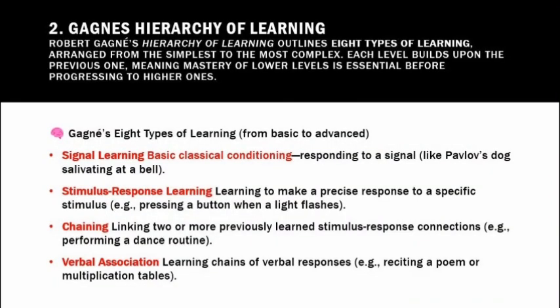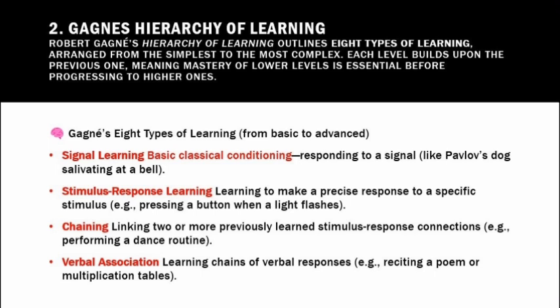The second theory of teaching and learning is Gagné's hierarchy of learning. Robert Gagné's hierarchy of learning outlines 8 types of learning. It is arranged from the simplest to the most complex. Each level builds upon the previous one, meaning mastery of lower levels is essential before progressing to higher ones. Gagné's 8 types of learning are described from basic to advanced.